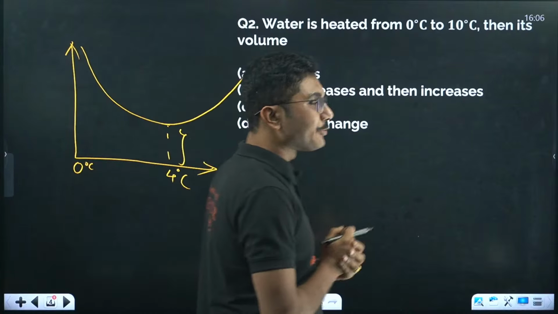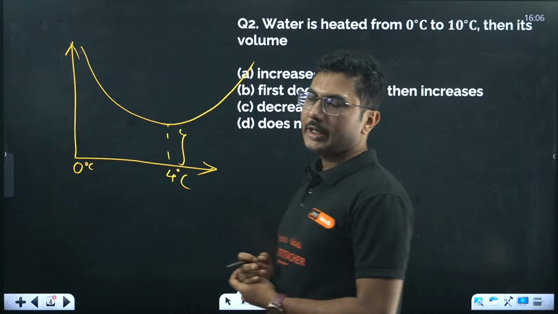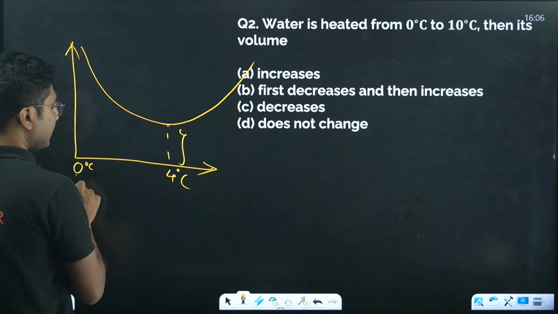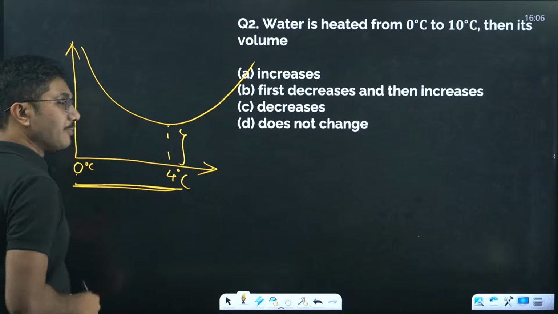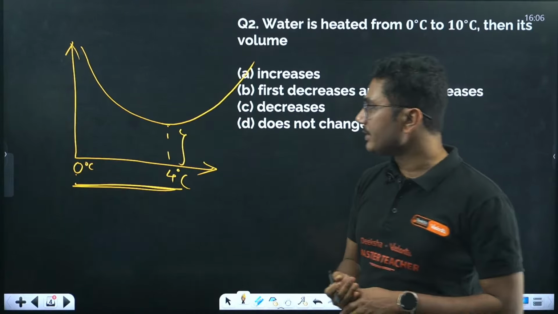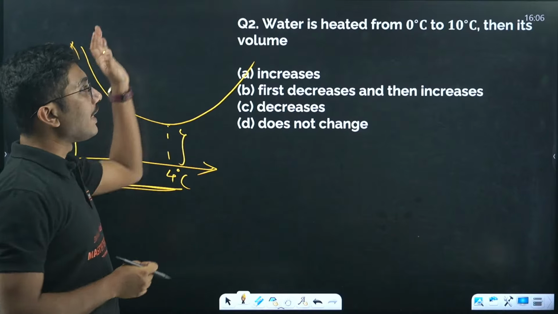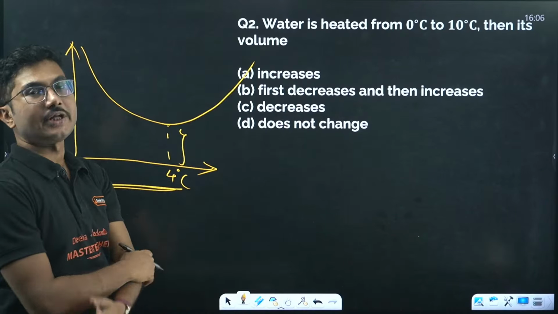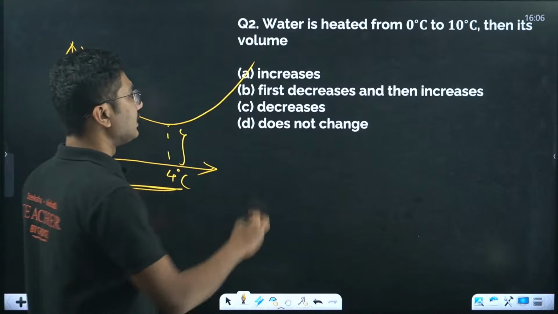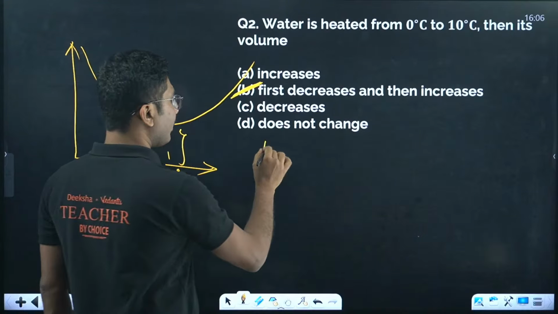For example, for any other object, if you increase its temperature, it will always expand, no matter what. But for water, from 0 degrees Celsius to 4 degrees Celsius, something opposite happens. Its volume decreases instead of increasing. This is very specific to water only. If any other object is mentioned in the question, then you can directly answer increases, but for water it first decreases and then increases. So the correct answer is option B.